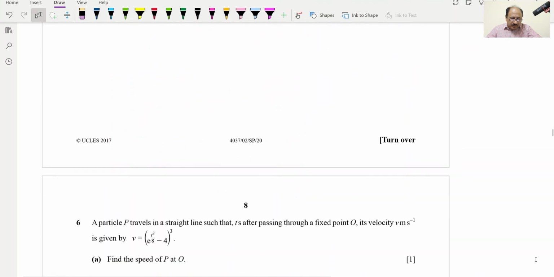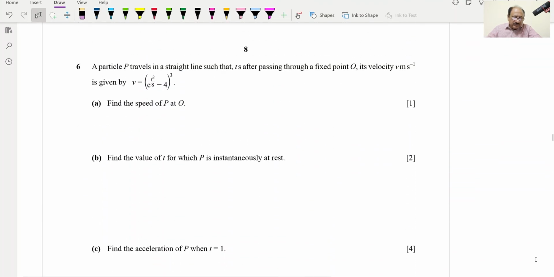Question number 6. Question number 6 says a particle P travels in a straight line such that t seconds after passing through a fixed point O, its velocity is v meters per second, given by v is equal to this. Find the speed of P at origin.